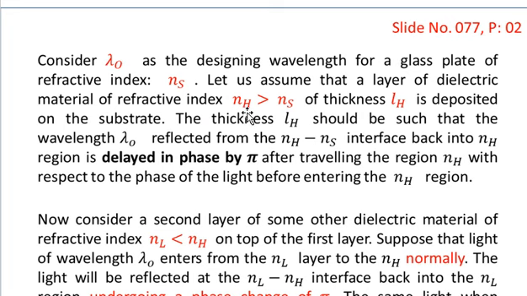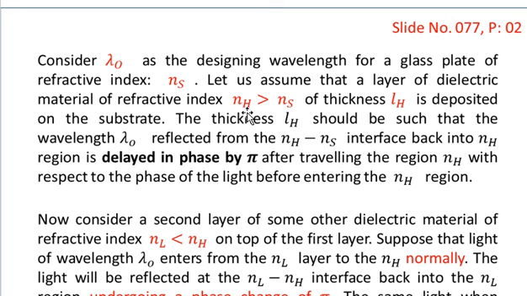The thickness of the NH layer in figure 77.1 can be calculated using the equation for phi 2, which is the phase change when the light has traveled a distance of 2 times LH. So phi 2 is equal to k. If you want to calculate the phase, you have k multiplied by the physical length, which is 2 LH.